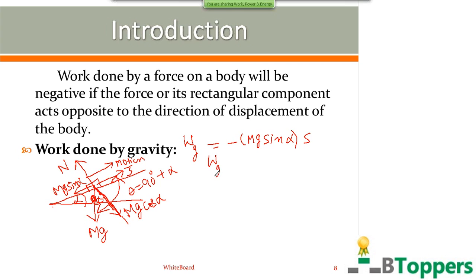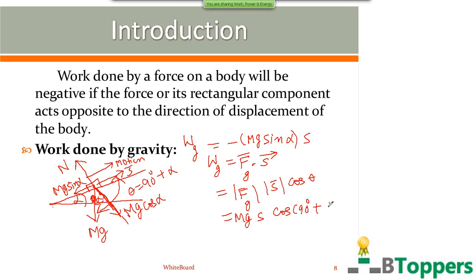So even if you go by that definition, F bar dot s bar, the gravitational force: mod of F bar into mod of s bar into cos theta. Magnitude of the gravitational force is equal to mg here. Magnitude of displacement will be denoted by s. Theta is 90 plus alpha. So cos of 90 degrees plus alpha, we can write as minus sin alpha. So you get the same conclusion here and here.